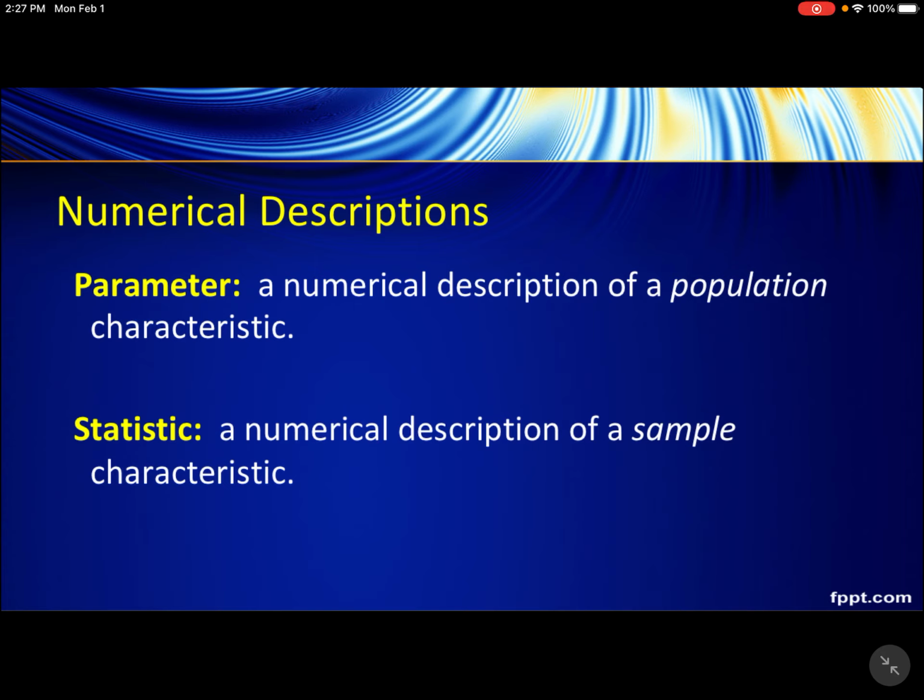When we talk about the characteristics that we can calculate on data that we collect, if the characteristic comes from data collected from a population, it is called a parameter. If it comes from data that is collected on a sample, then it's called a statistic. And the easiest way to remember that is the word population starts with a P, the word parameter starts with a P. The word sample starts with an S, the word statistic starts with an S.